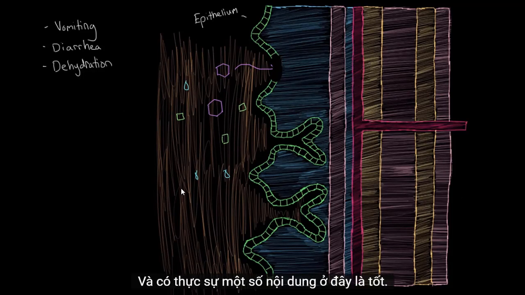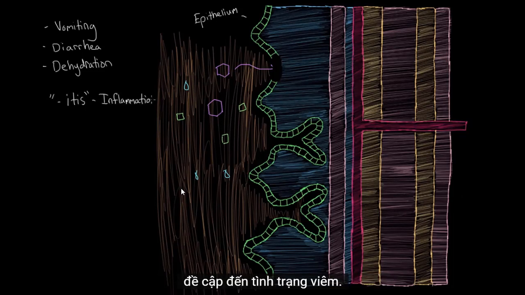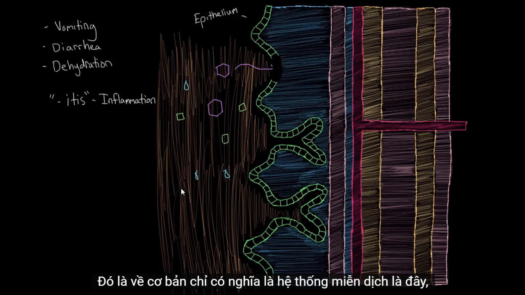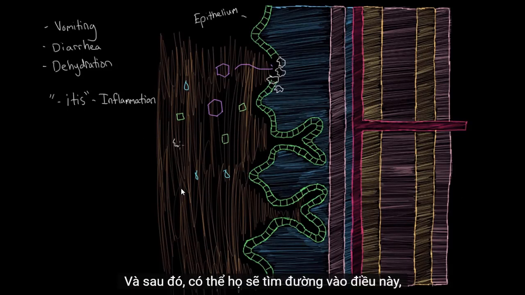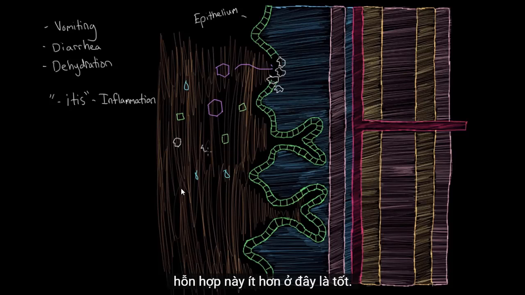And there's actually some more stuff in here as well. Remember that the itis in gastroenteritis refers to inflammation. That basically just means that the immune system is here. So the immune system may be around this gastrointestinal wall. So you have a whole bunch of white blood cells over here as well. And then maybe they'll find their way into this little mixture over here as well.